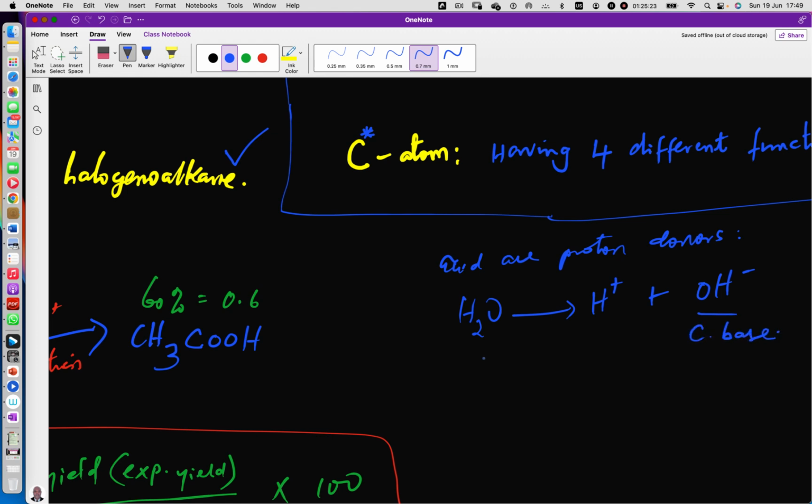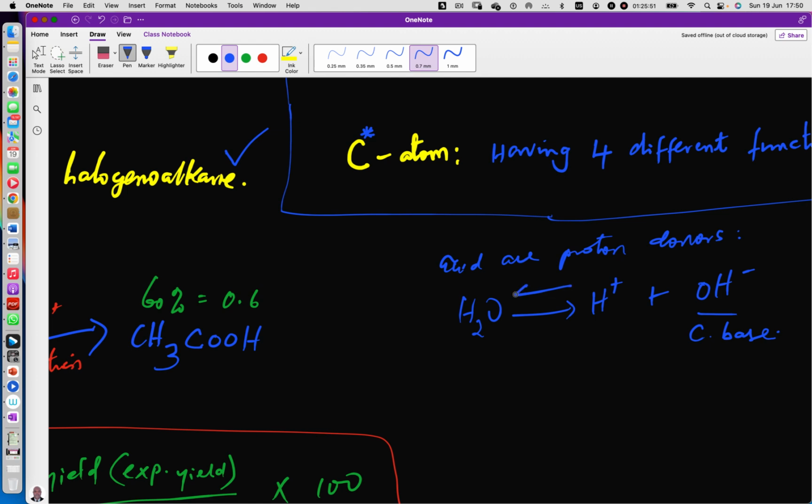Then again, what is a conjugate acid? A conjugate acid is that substance or particle that is formed when the base has accepted a proton. When the base has accepted a proton, the substance that is formed is the conjugate acid. For instance, this is a reversible reaction.